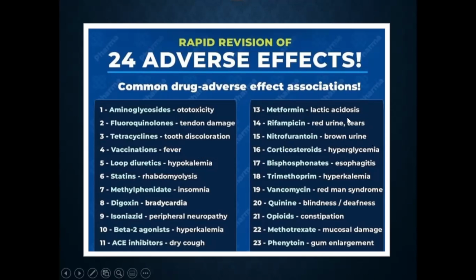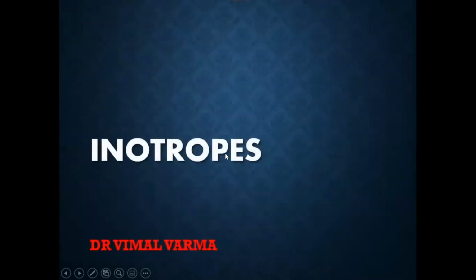Metformin, you all know it causes lactic acidosis. ACE inhibitors cause dry cough and angioedema. Phenytoin causes gum enlargement. Methotrexate can cause mucosal damage and also DNA involvement, causing subacute degeneration of the spinal cord. These are the few things. Okay, this is for your reference. Okay. Next we go to inotropes.